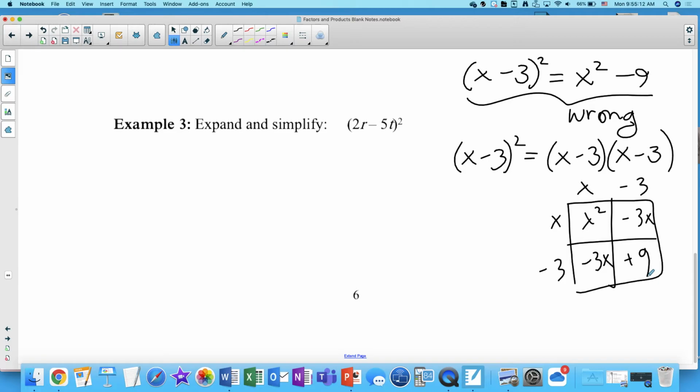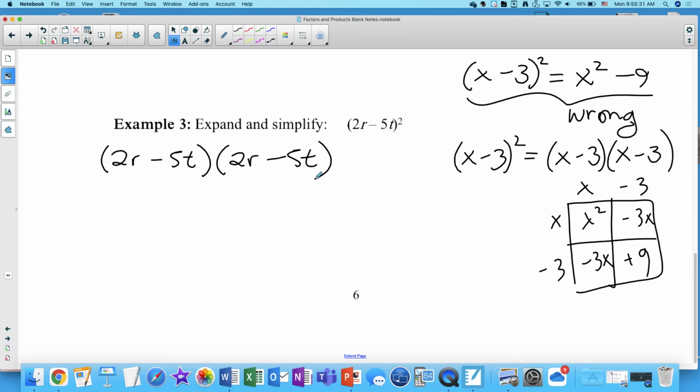So when you're doing something like this, you have to take that and multiply it by itself. Okay, now if you want, you can make a box. I think I'm going to maybe do this one because we've done a lot of boxes using distribution.